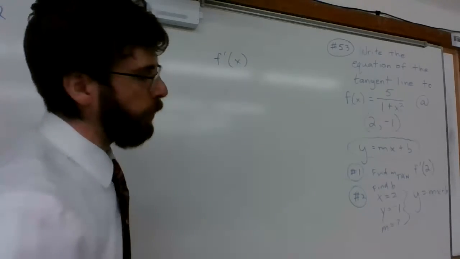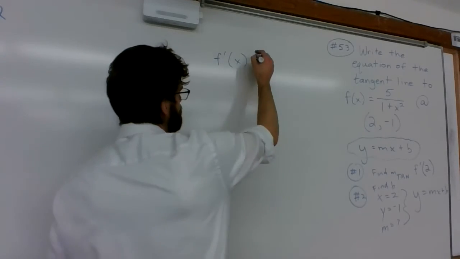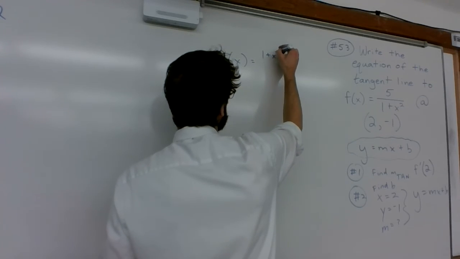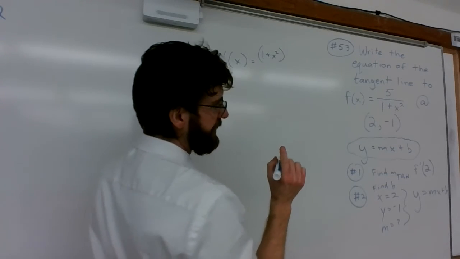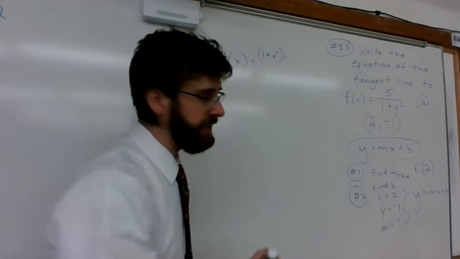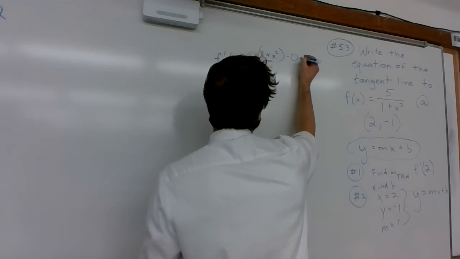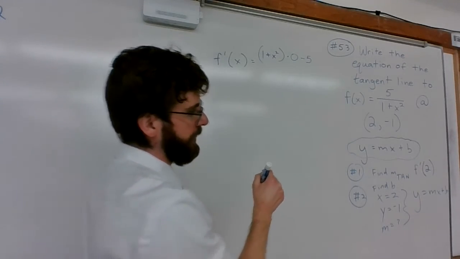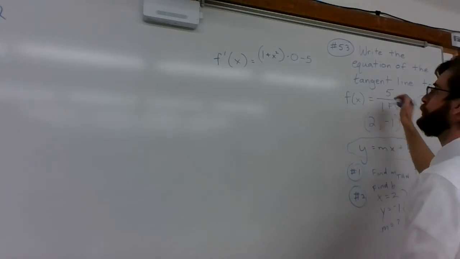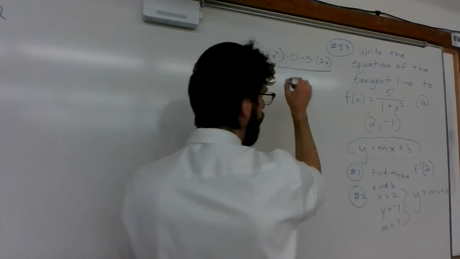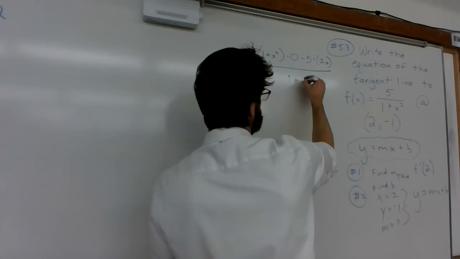F prime of x, we're going to use quotient rule. Bottom times the derivative of the top. The derivative of 5 is 0 because it's a constant. Subtract the top times the derivative of the bottom, which is just going to be 0 plus 2x. Divide that whole thing by 1 plus x squared, squared.